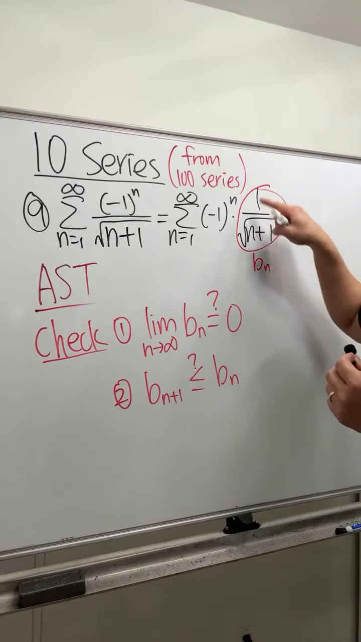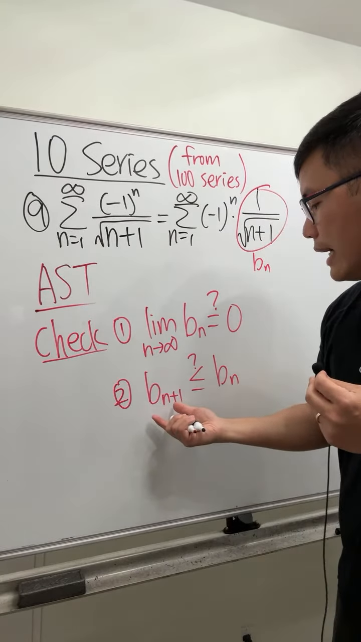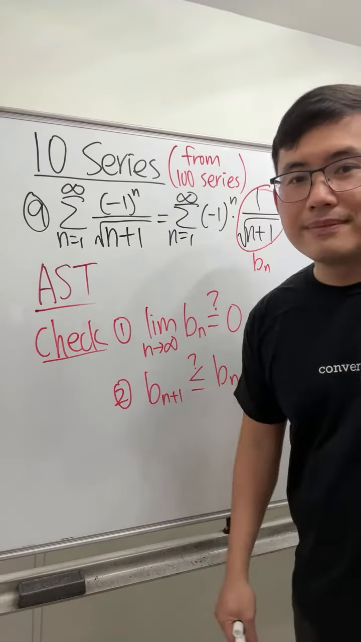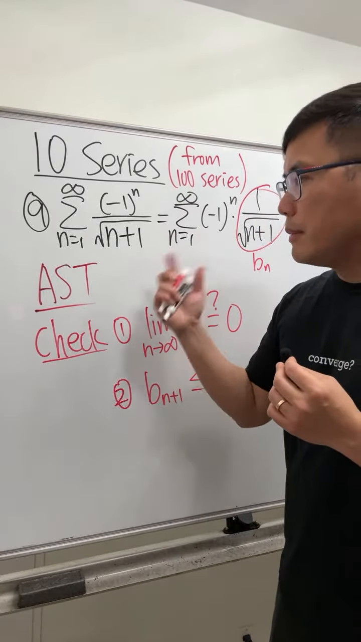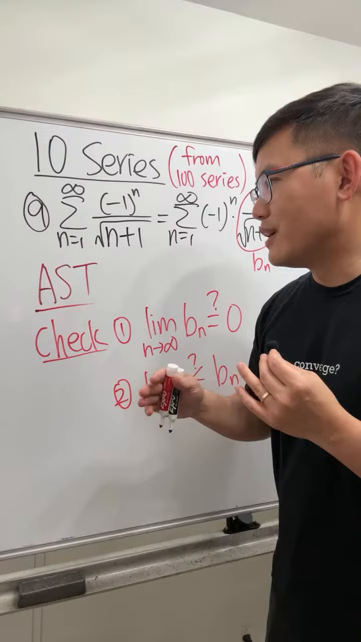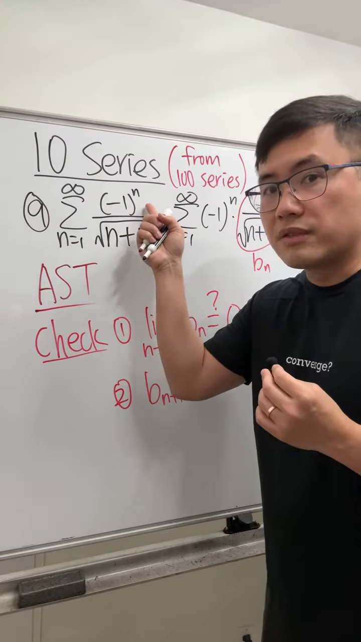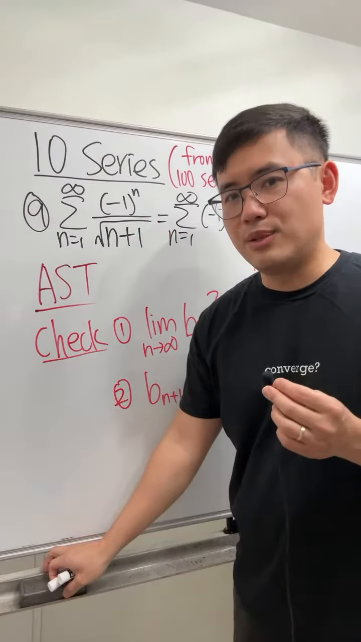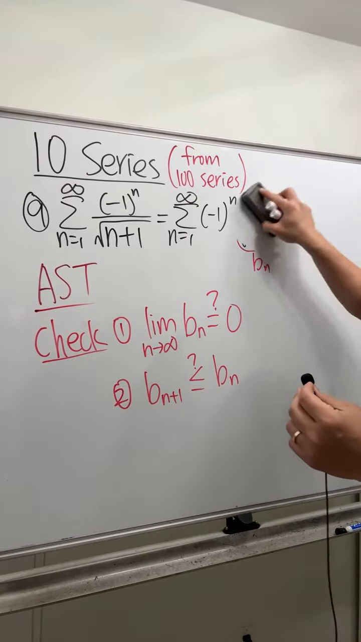In other words, does b_n go to 0 as n goes to infinity? Secondly, we will have to make sure that b_n is decreasing. And for this, you can do algebra. For this one, in my opinion, it's one of the easier ones because there's a clear indication from the (-1) to the nth power. You just have to use the alternating series test. All right? So that's the first one.